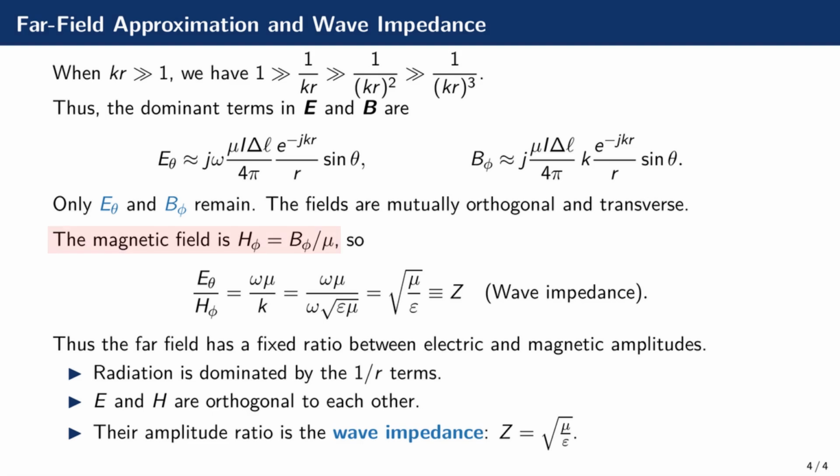Since H is equal to B divided by mu, we obtain E sub theta over H sub phi is equal to omega mu over k. Using k equals omega times the square root of epsilon mu, this becomes the square root of mu over epsilon. This quantity is a constant for a given medium, and it is called the wave impedance. So, far from the source, a short dipole radiates a transverse electromagnetic wave with a very simple field structure.